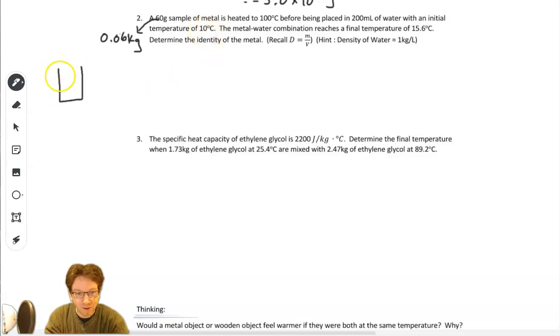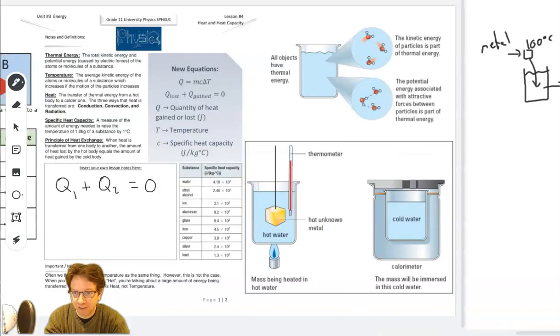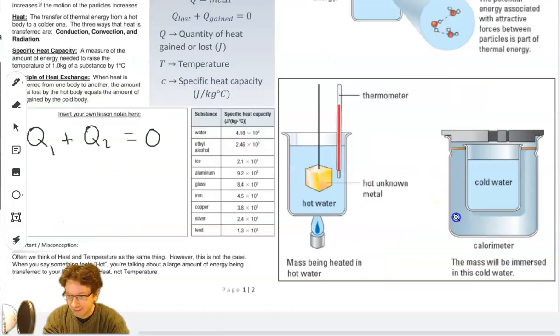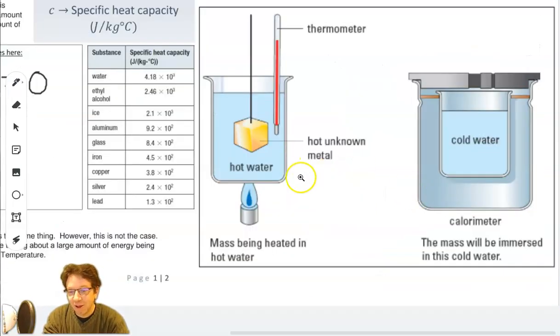Here we have water at 10 degrees. And we're going to take a piece of metal at 100 degrees and we are going to add it into the water. So this is similar to this picture over here. And if we were in school, this is actually a lab we would do. But this is called a calorimeter. And we are going to do a simulation of this lab in a couple days.